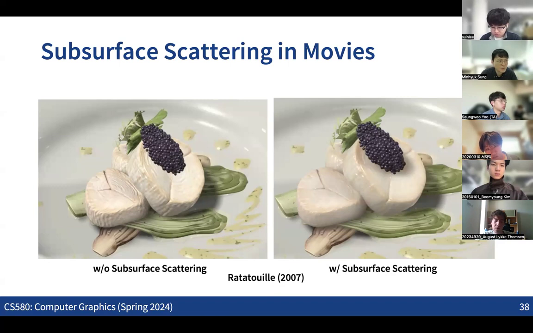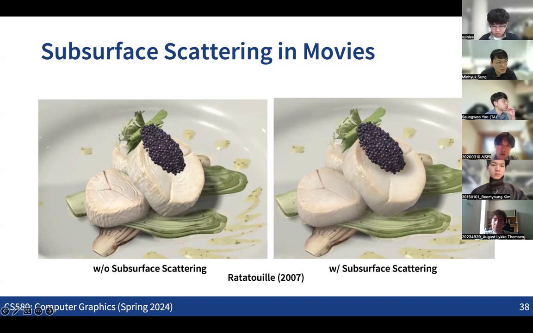So if you are also interested in subsurface scattering, I recommend you to check out more details in some past papers or other papers from the 2000s, and you can also check out more details in the book as well. So this was a very quick intro to subsurface scattering.